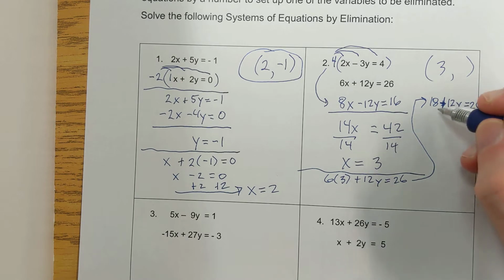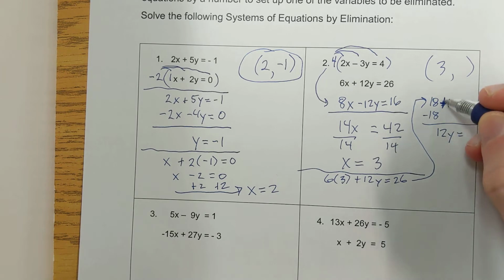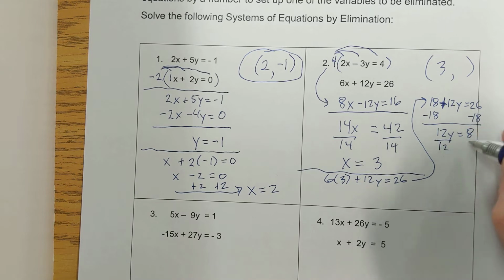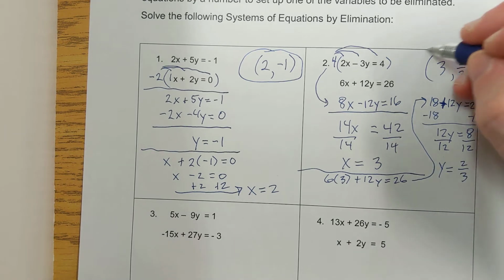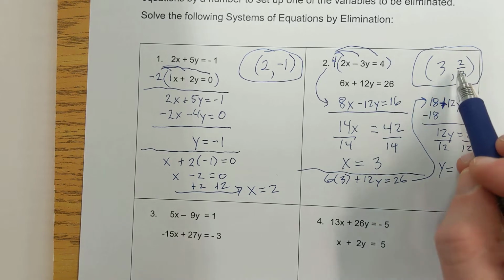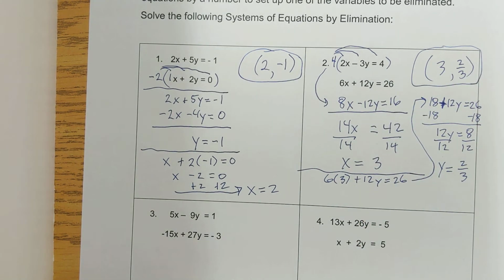So we're going to subtract 18. When we do that, we've got a 12y to bring down, because this is plus, equals 8. So when we go to divide, we don't get a nice round whole number. However, it does simplify into 2/3, so that's okay. We can have a fraction for an answer sometimes. There we go. And always remember, you can take these and plug it back into either to double check to make sure that it works.